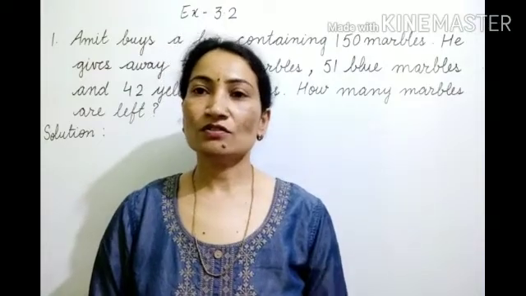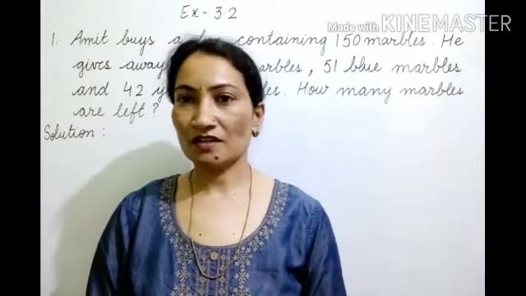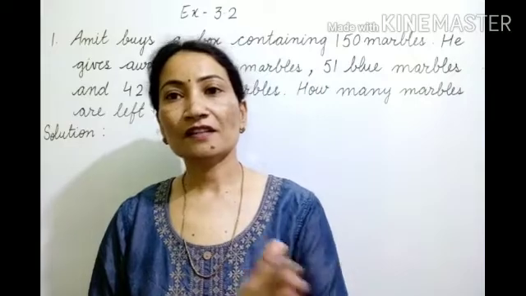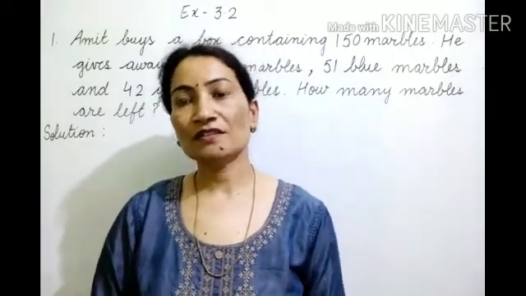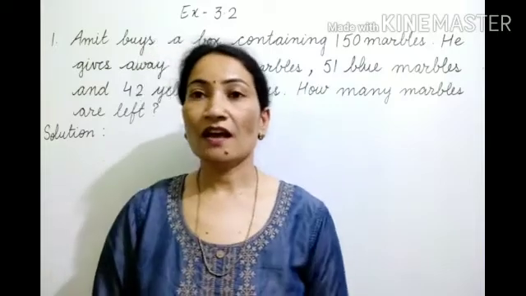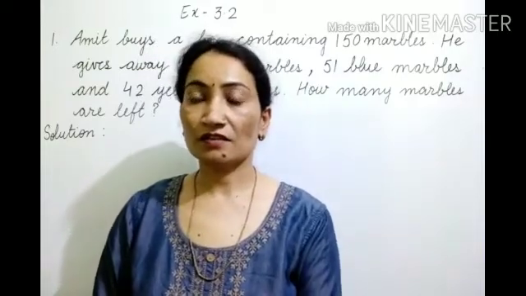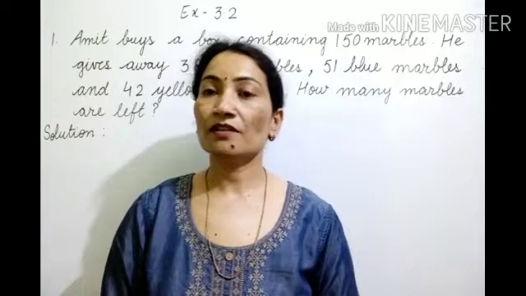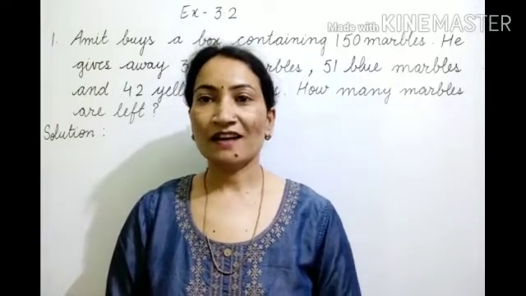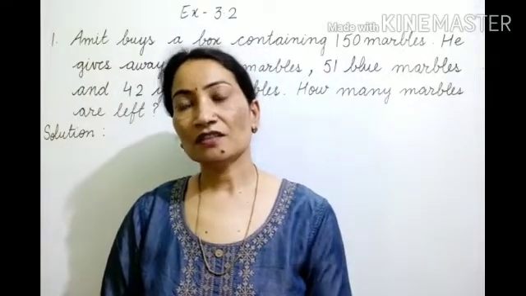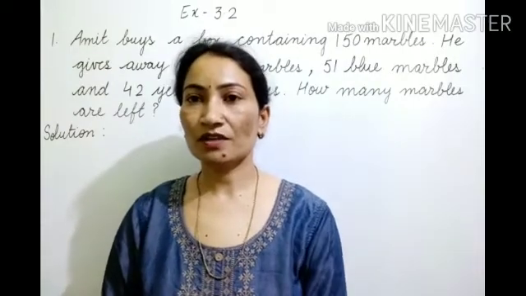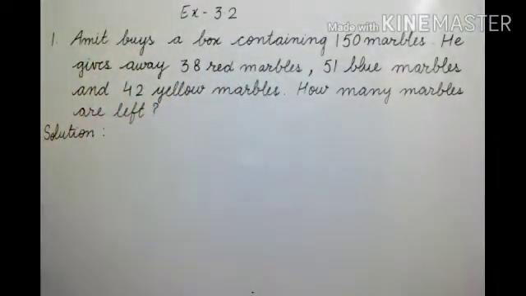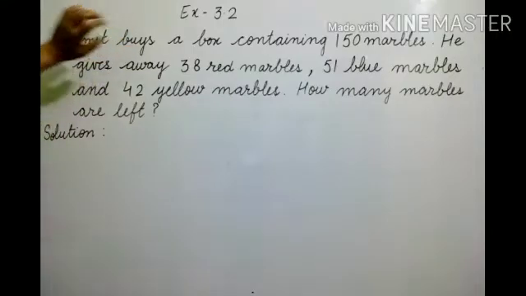To solve story sums or word problems, first of all read the statement 2 or 3 times, understand what the question is asking and what important information the question is telling. Then we will write the important lines, the important things that are given, and then we will solve. Let us start exercise 3.2.